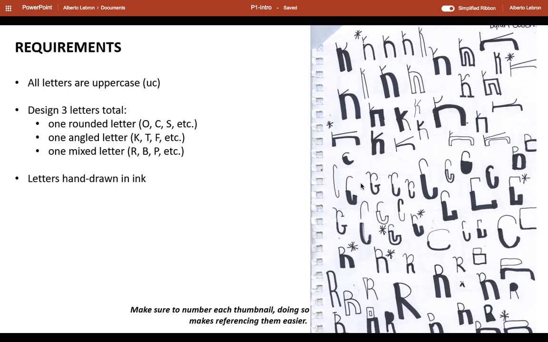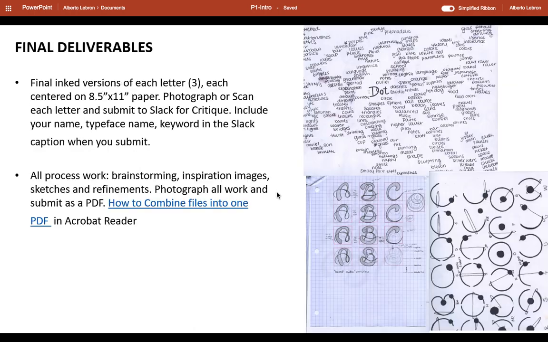On the right is a good example of how many variations this student did of the thumbnails. When you make these thumbnails, make sure you number them, because if you number them, it's going to be easier to reference. When we're referencing them in Slack or in Pinup or anything like that, we can just say, wow, I really like thumbnail number 6, that looks awesome, instead of saying, hey, I really like the one that's over here. Numbering them just makes it easier to talk about.